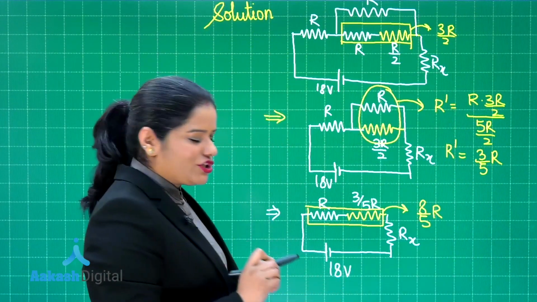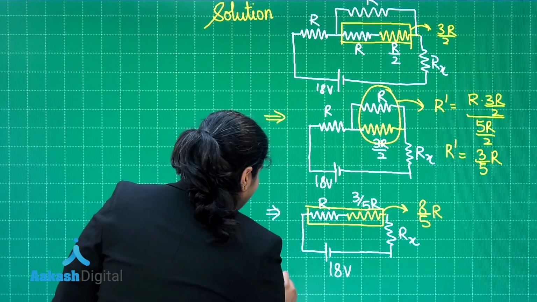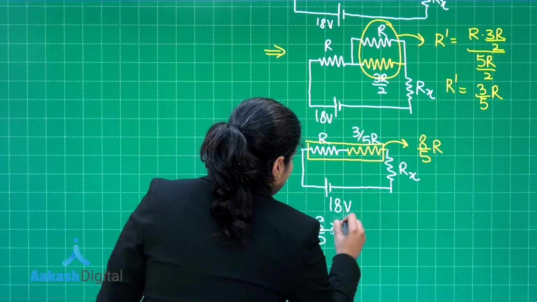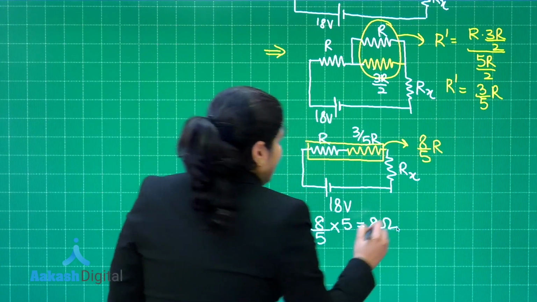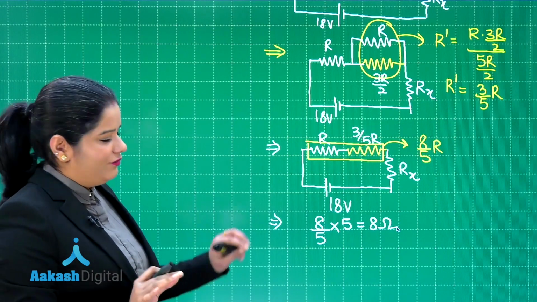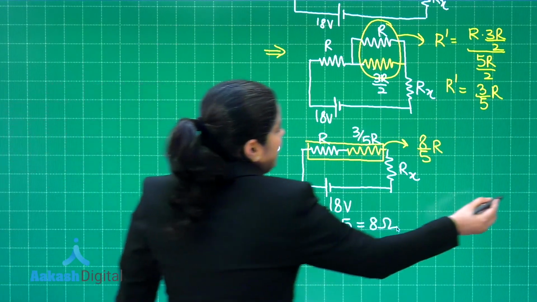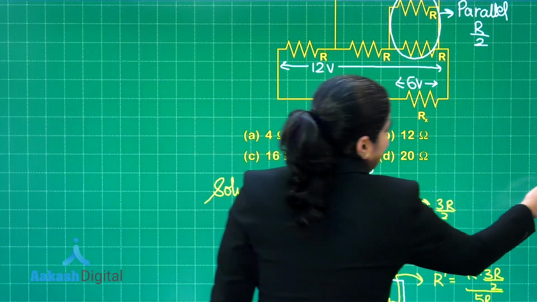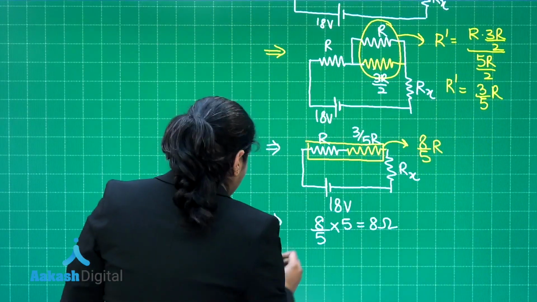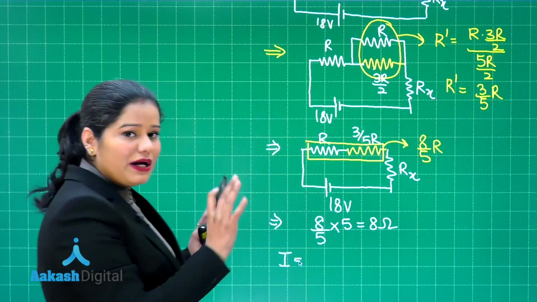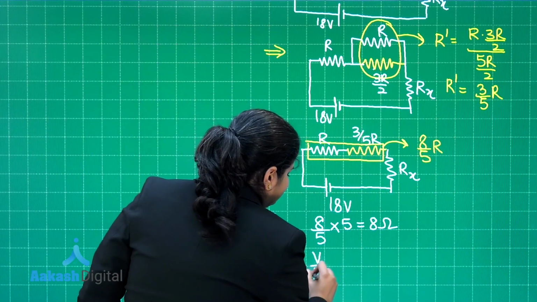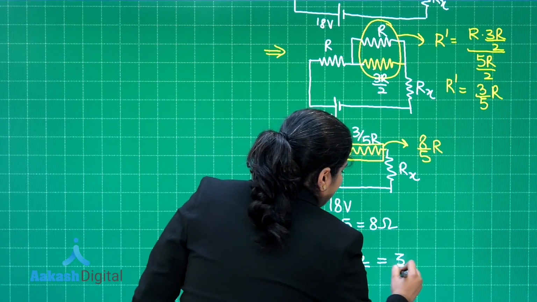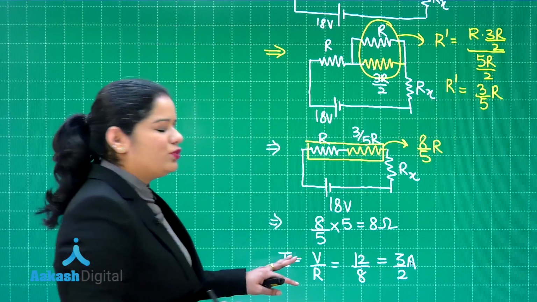The value of R is mentioned to us in the question. Value of R is 5. So this will become 8 by 5 into 5, that is 8 ohm. I have already told you guys in the beginning when I started solving this question that this upper part, this part of the circuit is getting the voltage of 12 volt. So with the help of this, what we can find out? We can find out the current that is flowing through that part of the circuit. It will be V by R. So V is 12 and this is 8. So that is 3 by 2 ampere. So 3 by 2 ampere is the current.